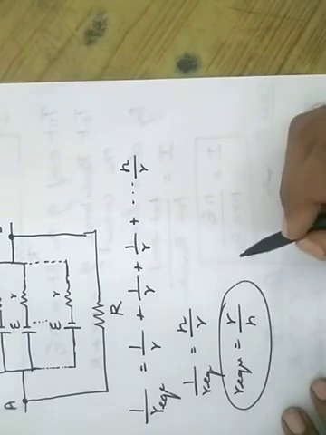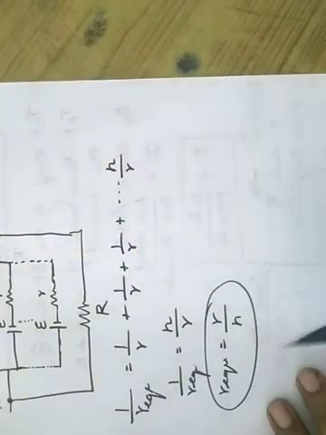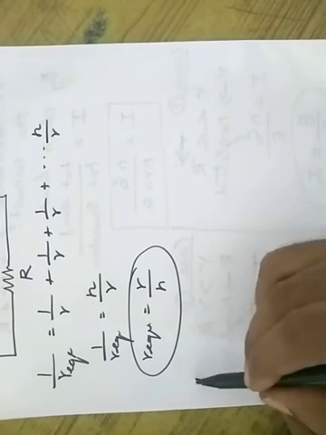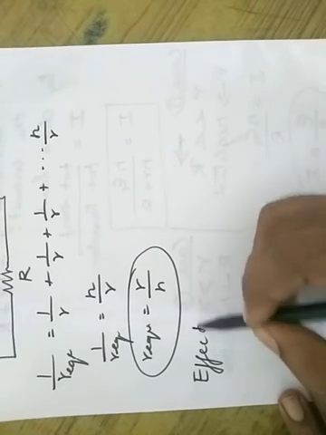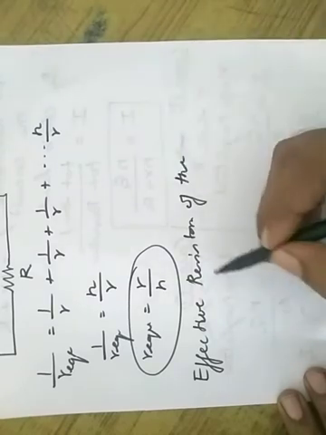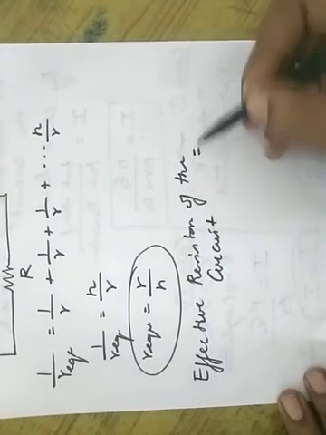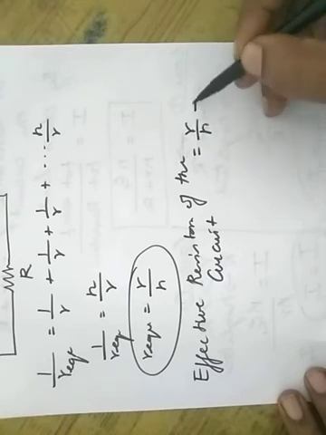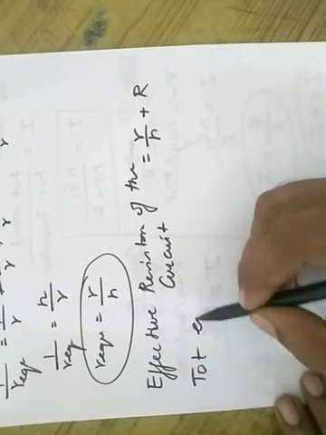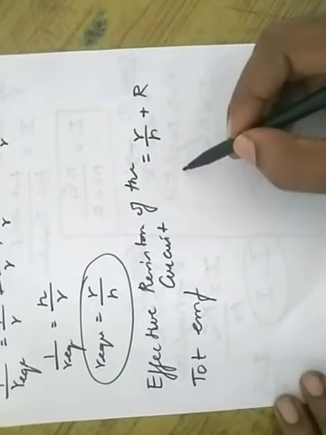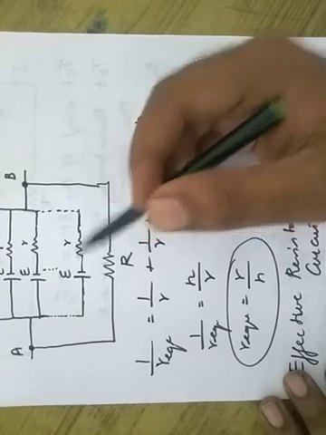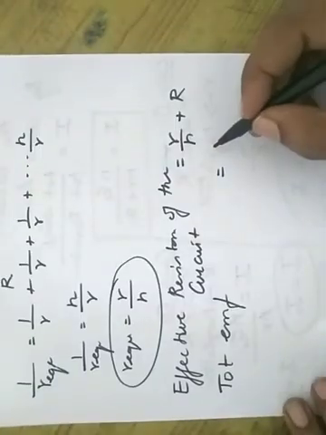Again, the external resistance is connected in series, so the effective resistance of the circuit can be written as r by n plus R. Then the total EMF is nothing but the potential drop across A and B. We know very well, in a parallel connection the potential difference is the same, so that is equal to psi.